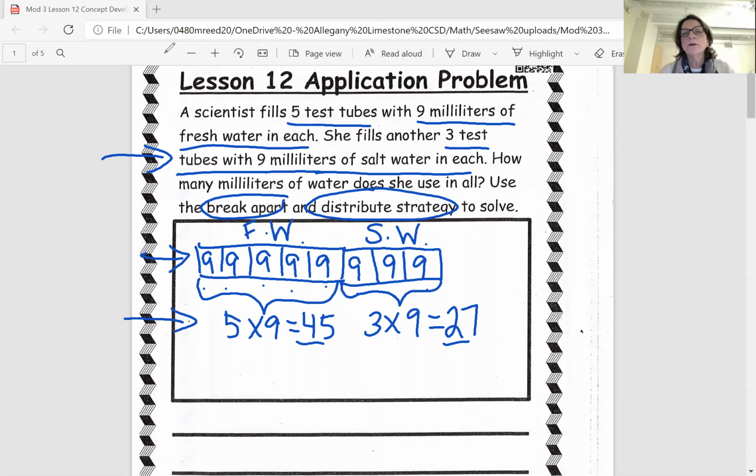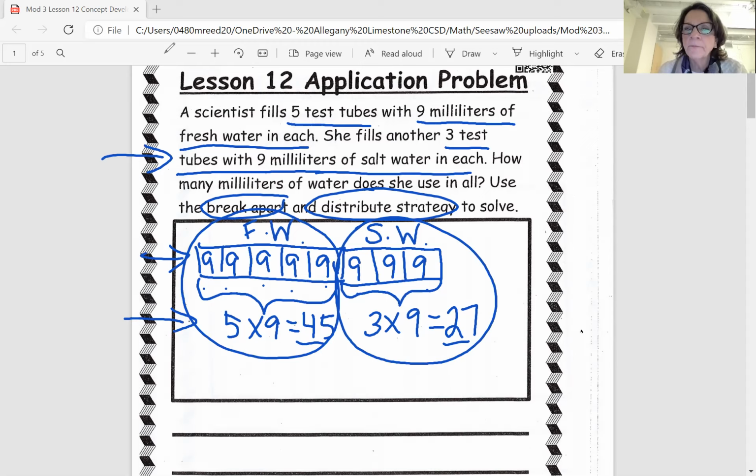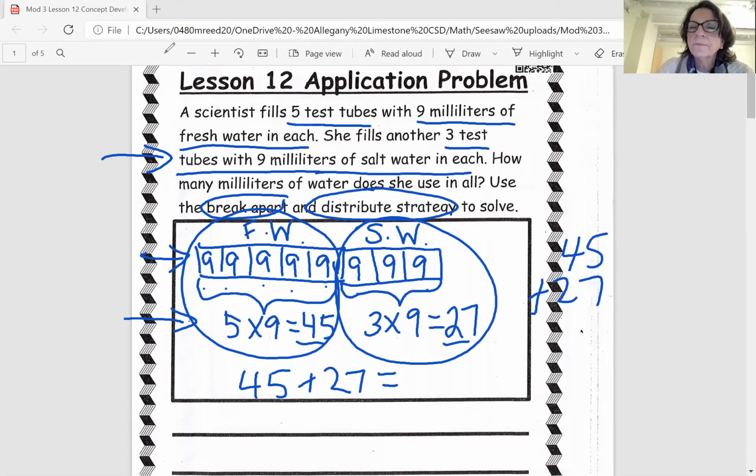If I want to figure out how much water she has in all, this becomes a part, whole problem. So what will I do to get the total amount of water? Well, I have to add 45 plus 27. 45 represents the fresh water, 27 represents the salt water. And I do not expect you to be able to do that in your head. So over on this side in my white workspace, I'm going to use the algorithm to add 45 and 27. And if you want to go ahead and do that, I'll give you a minute to do so.